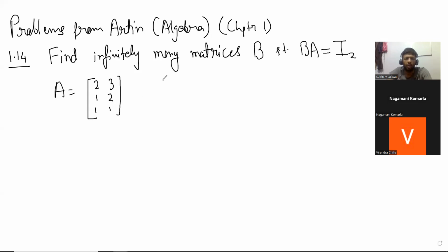So what will the dimension of B be? Yeah, 2 by 3, sir. 2 by 3, right? So let us just try this. I guess we just take some arbitrary A, B, C, D. Okay, let's just think for a minute and see if there is some elegant way.